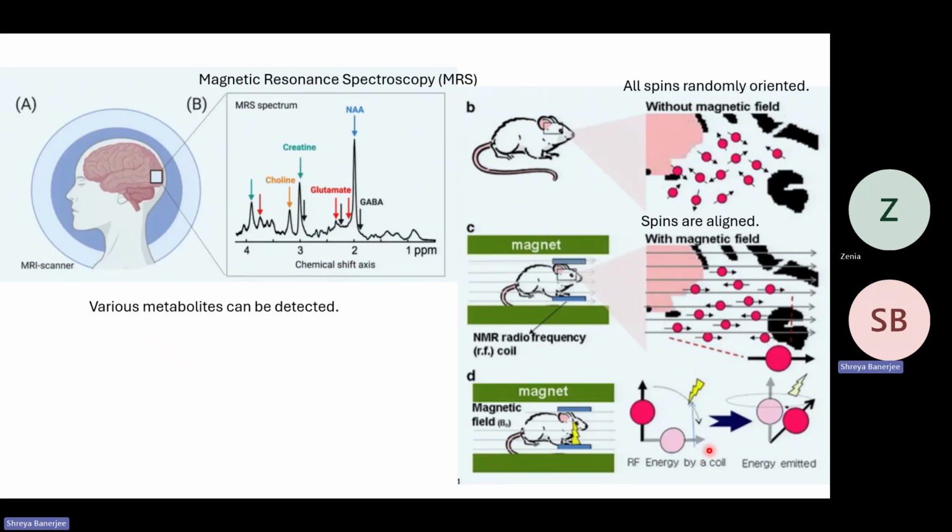And slowly, as the magnetization goes back to its original position, the NMR signal will decline, and the system will go back to its original position. So this is NMR spectroscopy, but in vivo, and this has been given the special name of magnetic resonance spectroscopy, MRS. This is basically like the 1D NMR spectra itself, and various metabolites can be detected using this method.